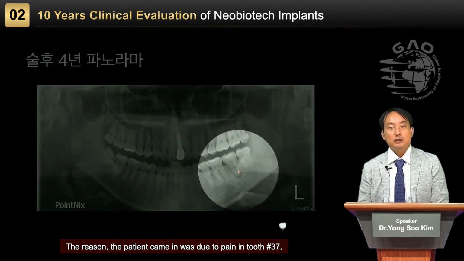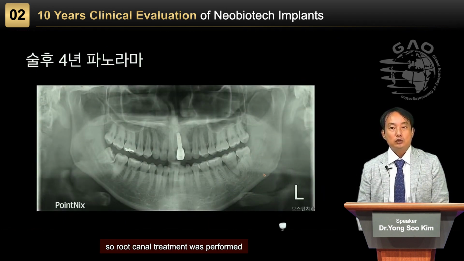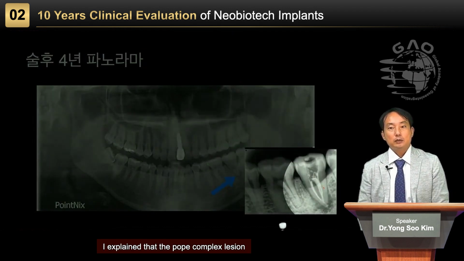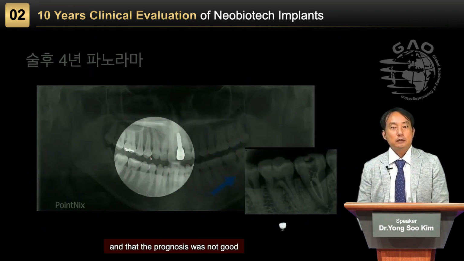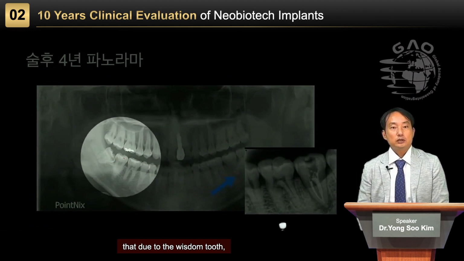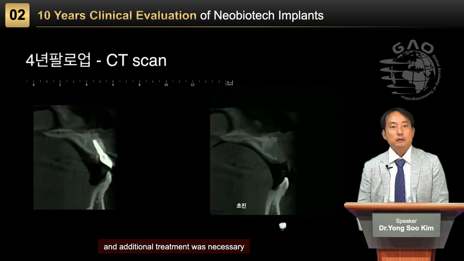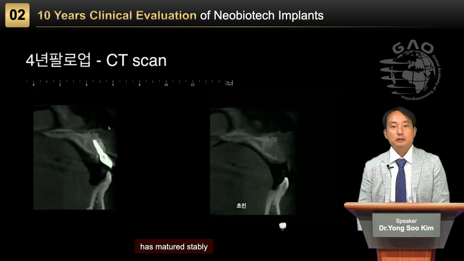The reason the patient came in was due to pain in tooth number 37, and a periapical lesion was identified, so root canal treatment was performed. I explained that the pulp complex lesion was severe and that the prognosis was not good. I informed the patient that due to the wisdom tooth, there were caries in number 47 and number 48, and additional treatment was necessary. Comparing the follow-up CT images, we can see that the grafted buccal bone has matured stably.